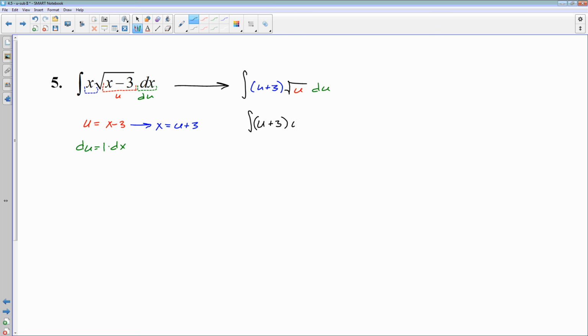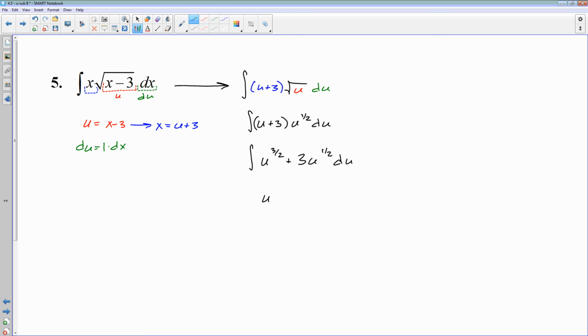I'm going to change the square root of u to the 1/2, and then like that last problem, I'm going to distribute the u to the 1/2. Just remember that you add the exponents. U to the first plus 1/2 is going to be u to the 3/2 plus, and that's 3 times u to the 1/2.